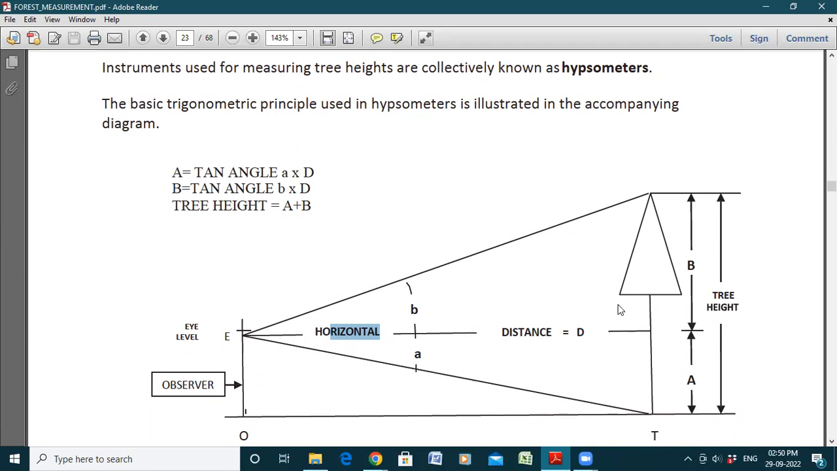Similarly, B will be what? Tan B into D. Is it clear? So tan B is equal to B divided by D, so B is equal to D into tan B. Then tree height is A plus B. So adding them, tan of A plus tan of B, overall multiplied by D.